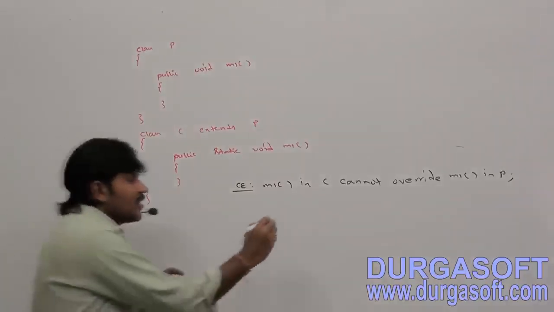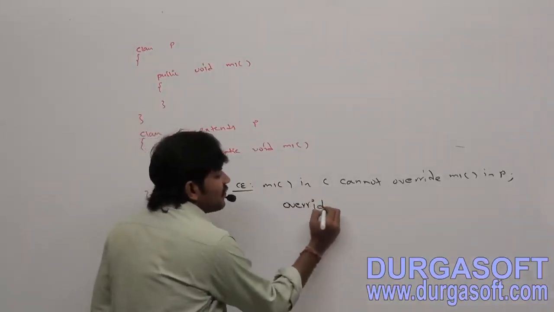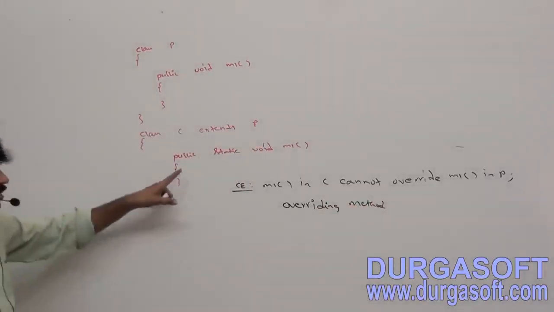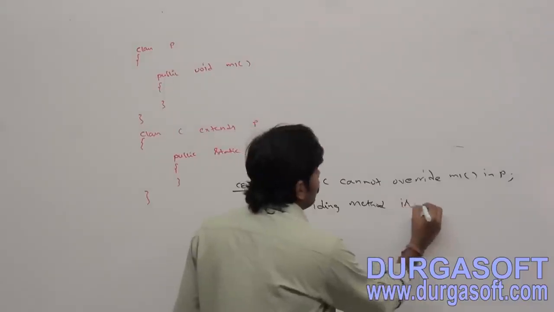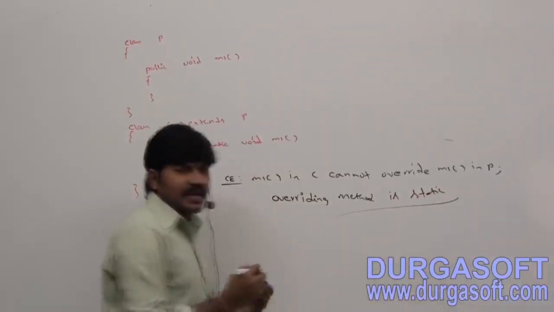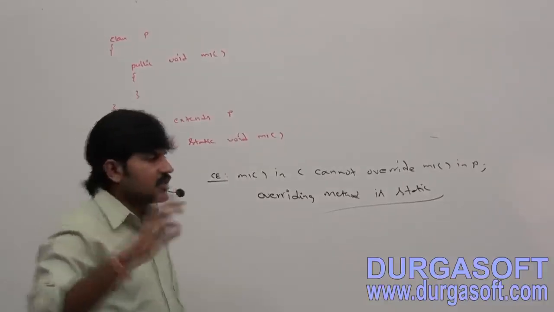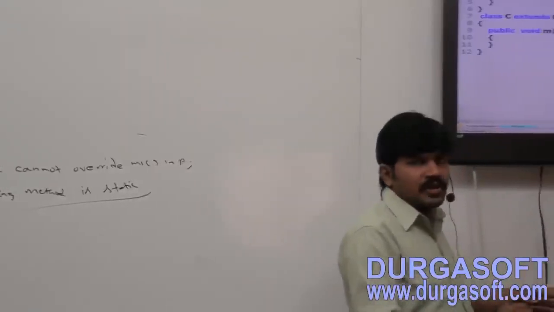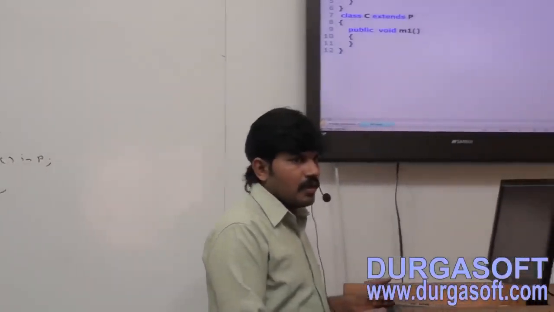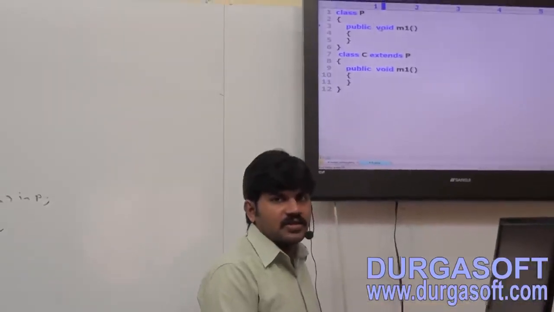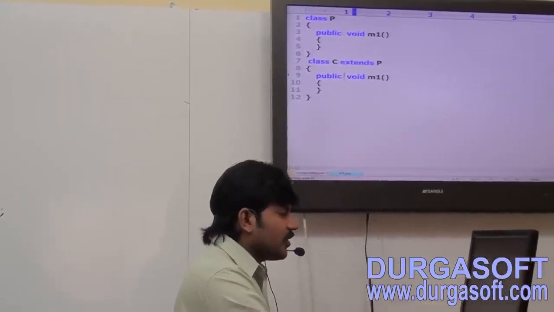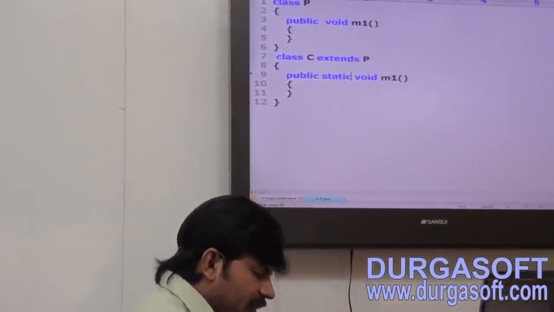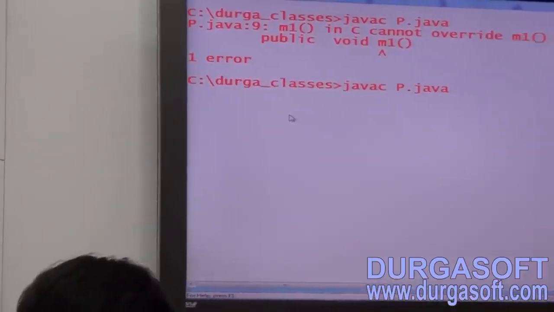What is the reason for that? Overriding method. Which one is the overriding method, child method or parent method? Child method. Overriding method is static. Just observe this one. Here the parent class method is not static, but the child class method is static. Public void m1 in the parent, and in the child, public static void m1.